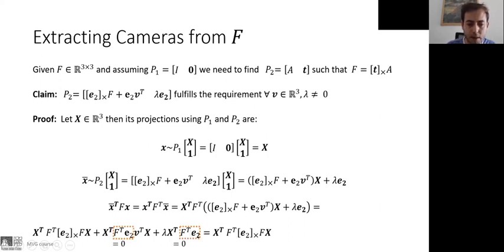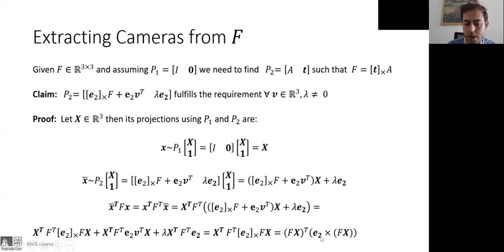But first note that these two terms contain F transpose e2. And we know that epipole e2 is the null space of F transpose. So these two terms are just 0. So we are left just with the first term. And now if we rearrange it, so instead of capital X transpose F transpose, we write F capital X transpose.